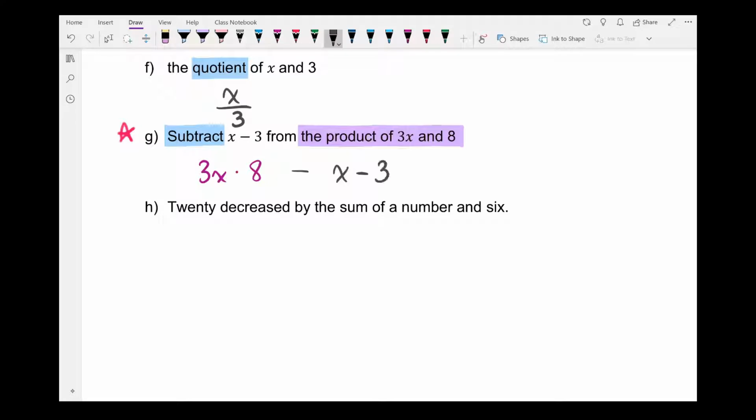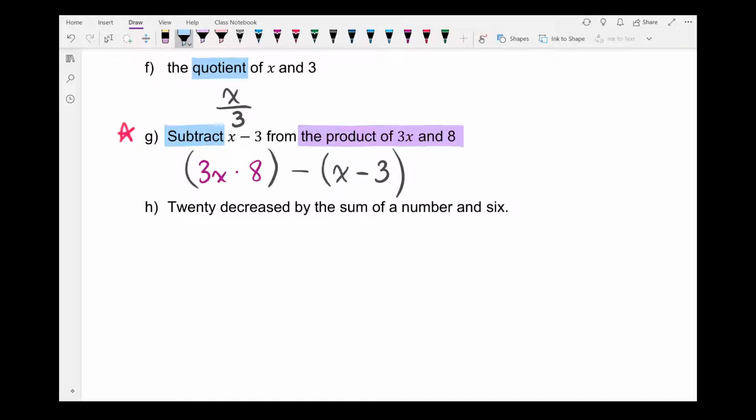But there's lots that we need to do here to keep track. We need to actually add our own brackets. So the product of 3x and 8, we're going to force that into its own group. And then x minus 3, we're going to force it into its own group. And when we read this off now, we should be able to get the proper result. We are subtracting x minus 3 from 3x times 8. We could simplify that expression, but we're not going to here.